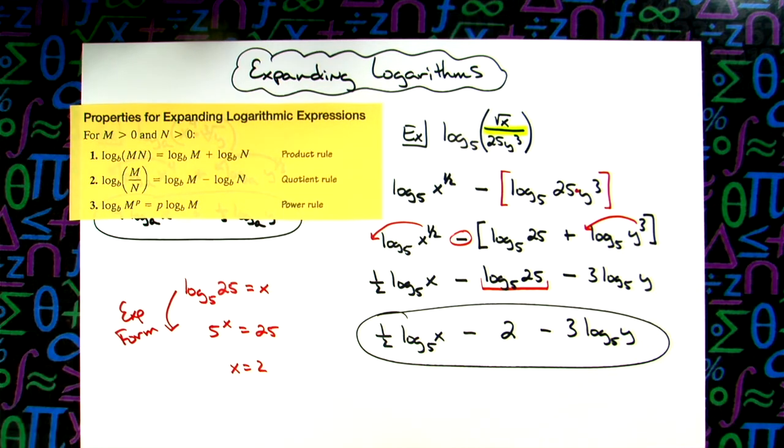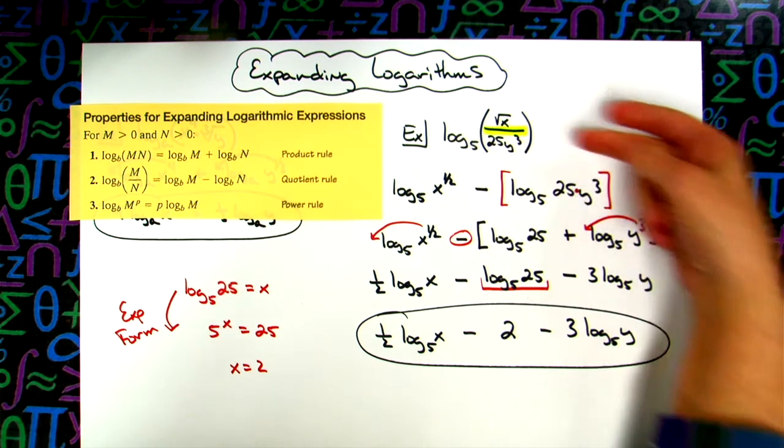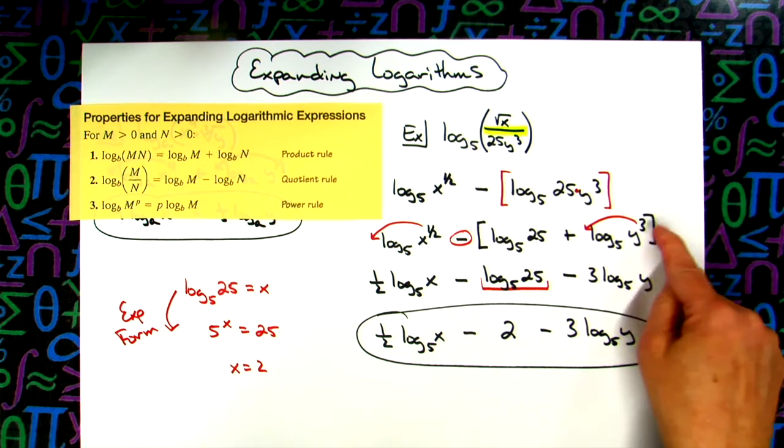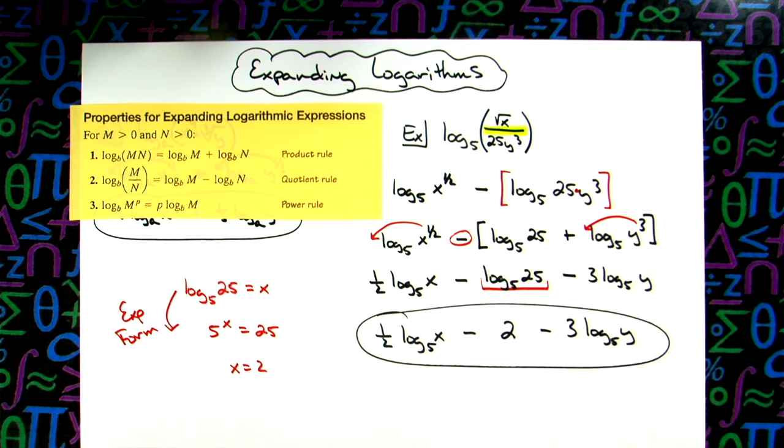So a little bit more involved in this example. We were able to use the quotient rule and the product rule and the power rule all in the same one, and then even evaluate part of it to make it as expanded and simplified as we possibly could.